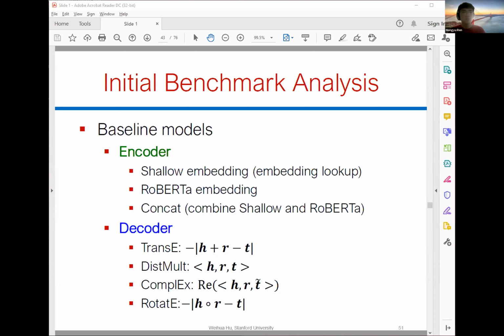And then for the decoder, we use 4 methods: TransE, DistMult, ComplEx, and RotatE. The distance functions are shown on the side. And all 4 models are prominent KG embedding models in the literature.